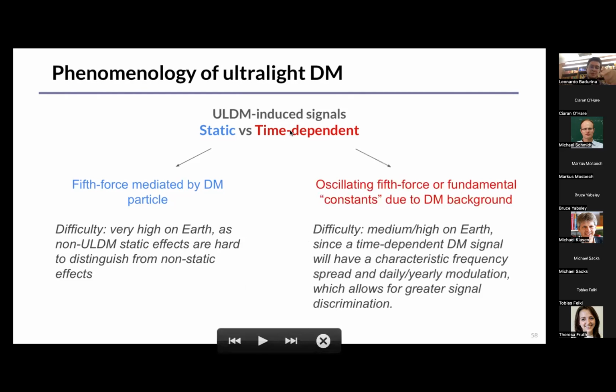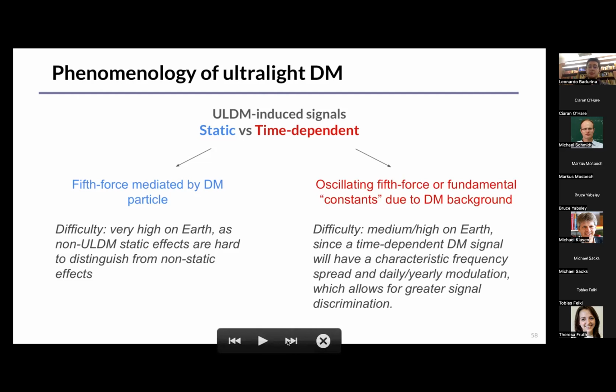On the other hand, time-dependent effects, such as oscillating fifth forces or the oscillation of fundamental constants due to the existence of a dark matter background, would still be very hard to detect, but somewhat easier. A time-dependent dark matter signal will have a characteristic frequency and a characteristic frequency spread, and it will be modulated over days and years, thus allowing for greater signal discrimination. So what I will focus on for atom interferometry is specifically any time-dependent signal.